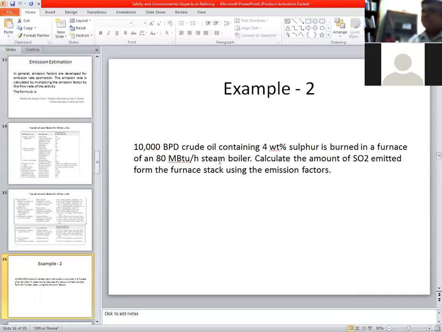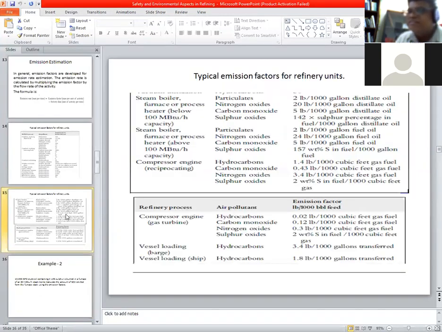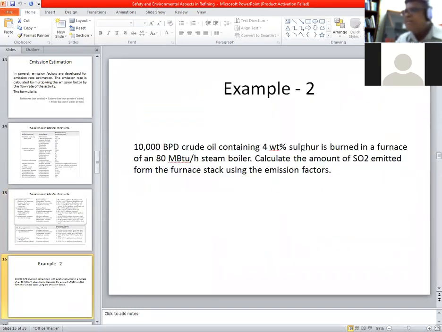See here, first thing, 10,000 BPD. BPD stands for barrels per day. That is actually the flow rate. Flow rate is given, containing 4 weight percent of sulfur. Sulfur weight percentage is given. So it's burned in a steam boiler whose capacity is 80 MMBTU, meaning that we have to refer to this one. Okay, so here the pollutant is sulfur.